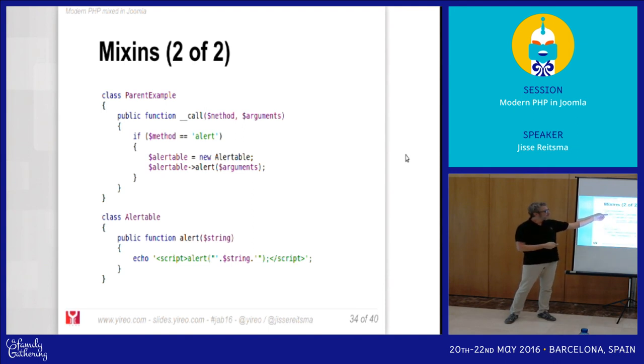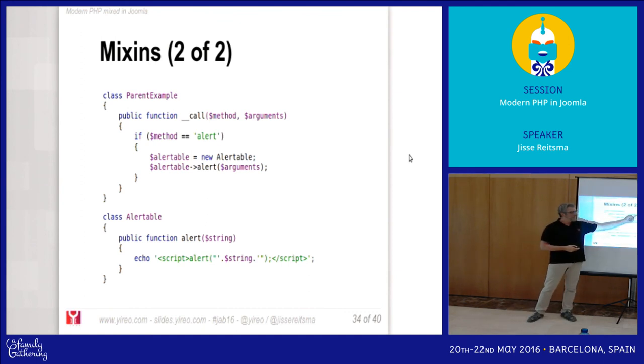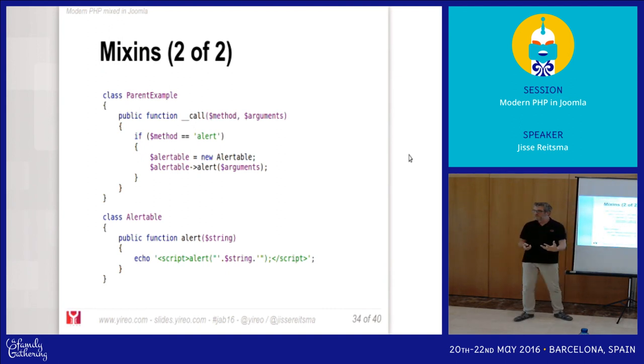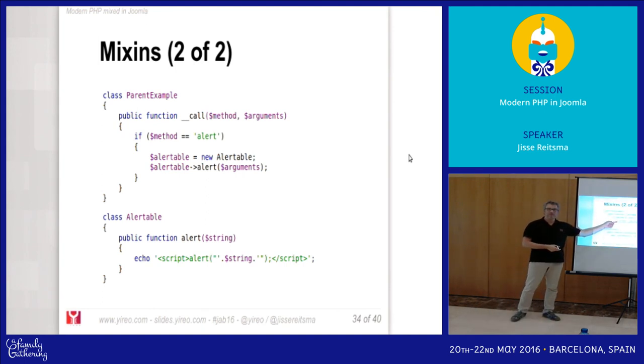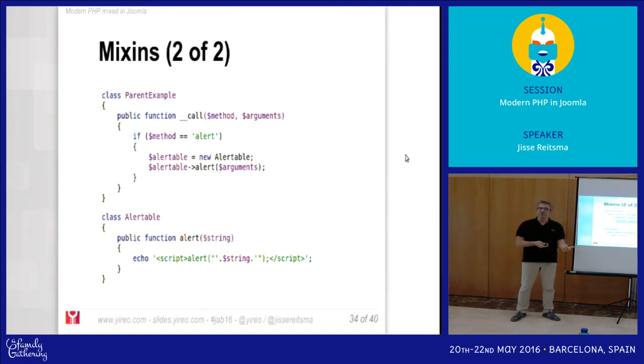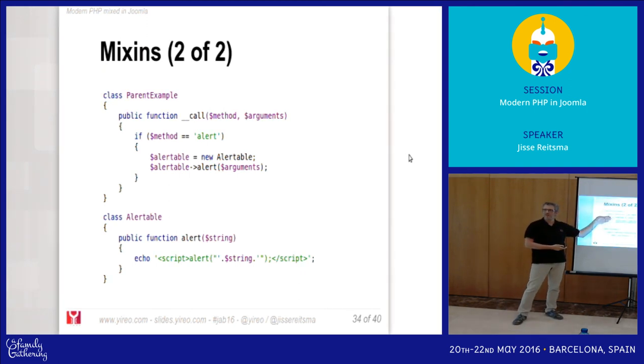And the magic function call allows us to take whatever method does not exist in our own class and translate it into the functionality of a different class. So this is not inheritance. This is basically calling upon a different class located somewhere else and adding that functionality into our own method right here. So this is a mixin, and it's solving one issue of traits, but it's still doing the same thing, just in a different way. It's still a complex thing that does not allow us to locate that method alert easily. So that's the downside of mixins.